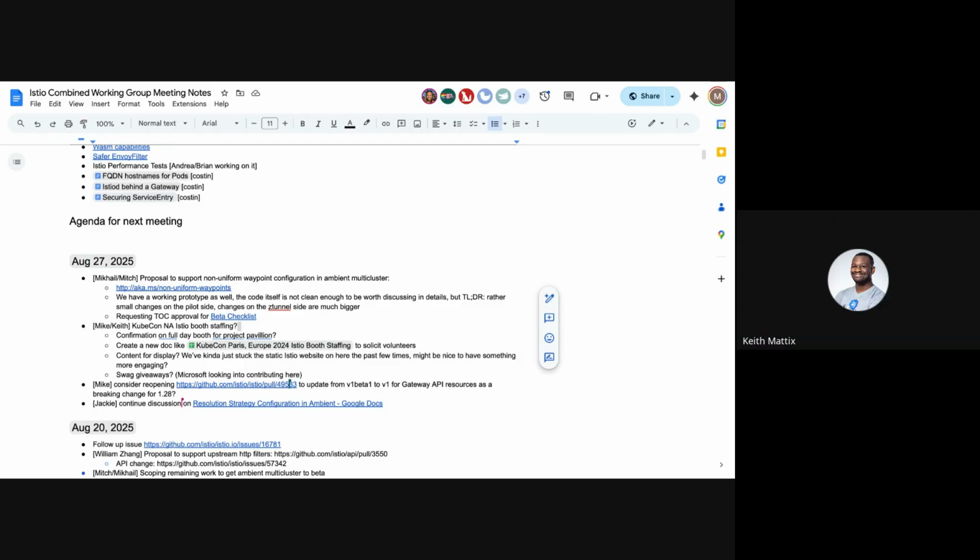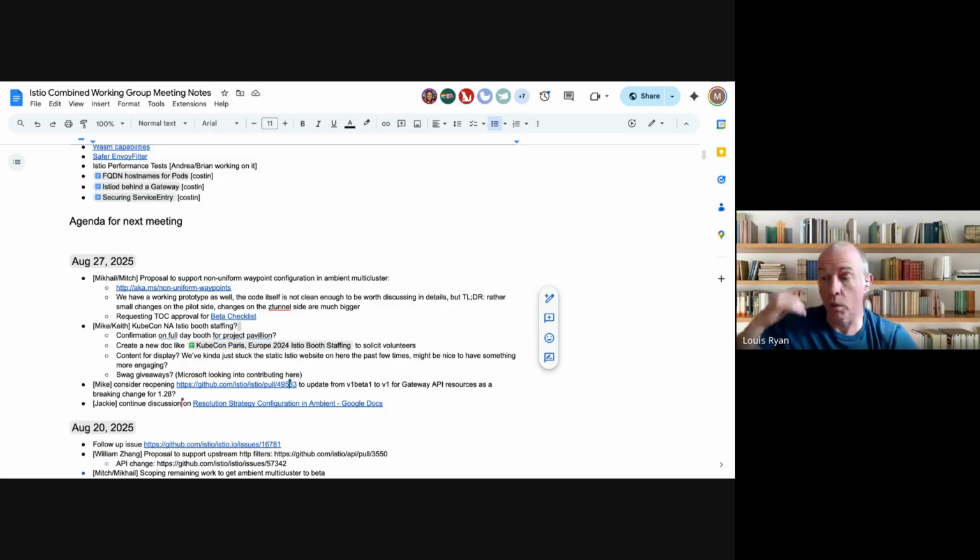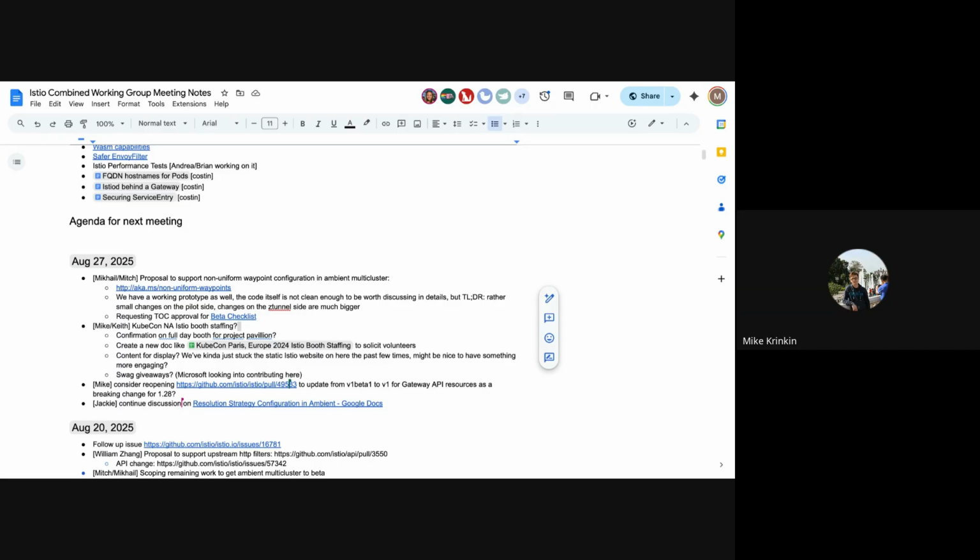But can we say, I'm just saying, if you want to take on non-uniformity of waypoint deployment models, never mind waypoint implementation models, you're going to have to take on these types of problems. I'm not sure I completely understand what problem you're describing. If the destination cluster decides what policies apply, what is the problem with that?